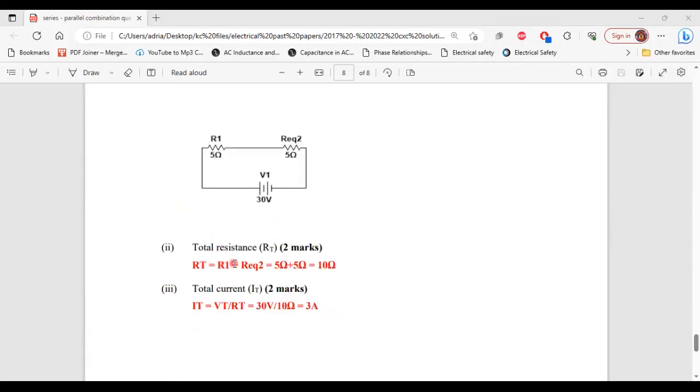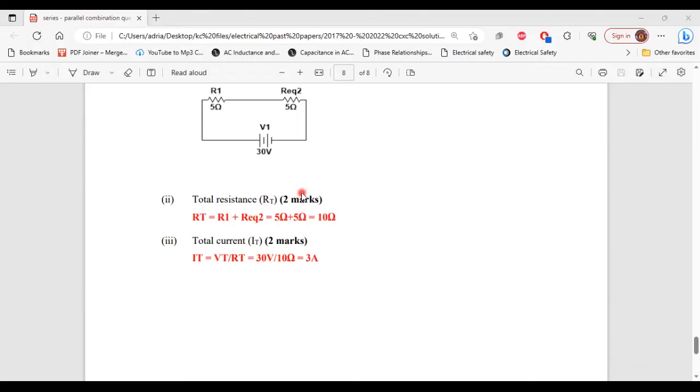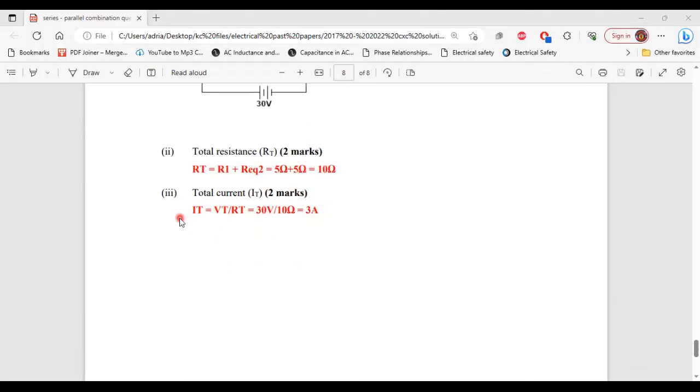For the next part of C, it says calculate the total resistance, RT. So RT is equal to R1 plus Req2, equal to 5 ohm plus 5 ohm. That will give us 10 ohm. So that's RT. For part 3 of C, it says to calculate the total current. IT is equal to VT divided by RT. That is 30 volts divided by 10 ohm, which will give us 3 ampere. All right, so that's it for these questions related to series parallel circuits.